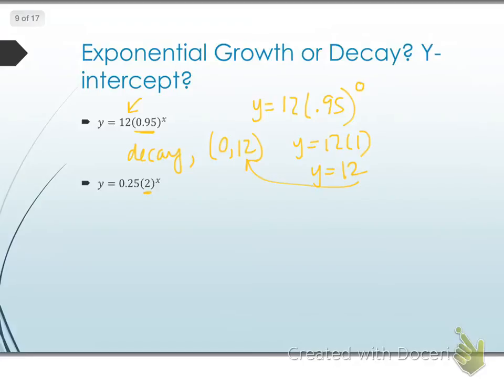My next one is bigger than 1, so it's going to be growth. And my y-intercept this time is 0.25. So if I graph that on the calculator, you would see it growing, and then it would cross your y-axis at that point right there.